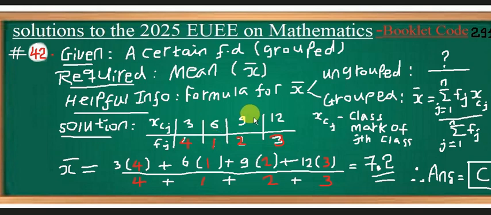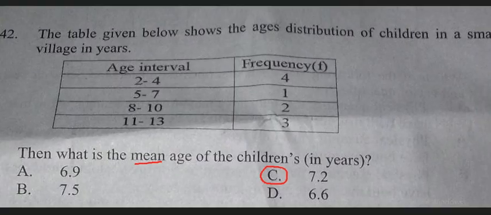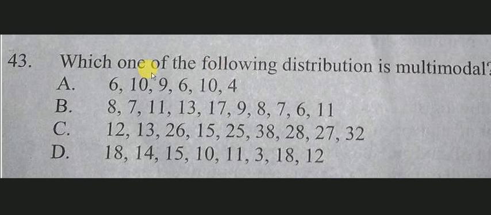3 times 4 plus 6 times 1 plus 9 times 2 plus 12 times 3. 3 times 4 is 12 plus here we have 6 18 plus 18 36 plus 12 times 3 36. We have 72. The sum of the frequencies is 4 plus 1 plus 2 plus 3 is 10. So we have 72 divided by 10, and this is 7.2. So the answer is 7.2, and this is choice C. Yes, choice C. Next problem number 43.